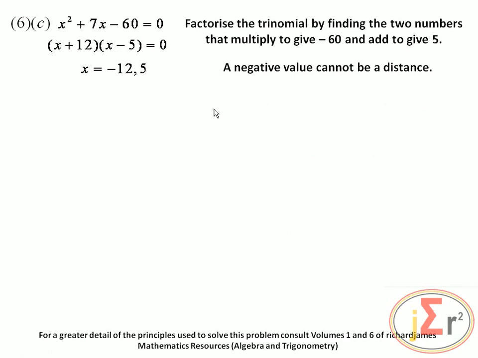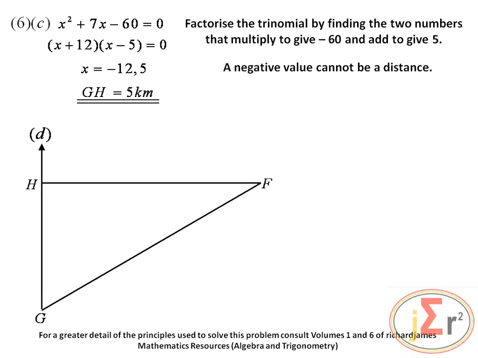A negative value cannot be a distance. We cannot have a negative distance, or a side of a triangle. We cannot have a negative side of a triangle. GH is therefore equal to 5 kilometers. And of course, there we have our original setup. So GH is 5 kilometers. We have one already. The other one is 13 kilometers.